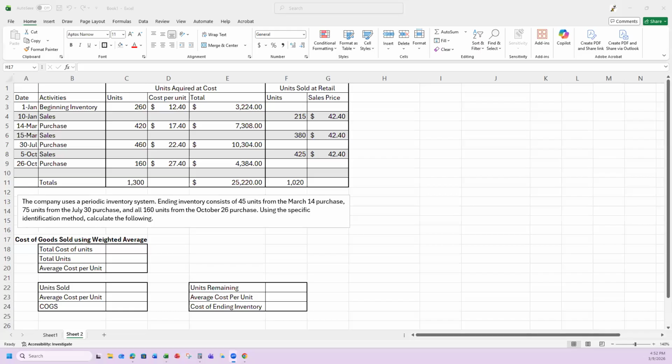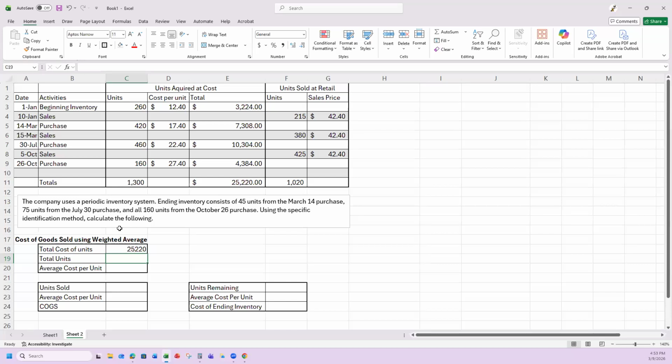So here's an example actually using the same numbers as the one I did on specific identification, but instead we're going to do weighted average. With weighted average, all we have to do is figure out our weighted average cost. To do that, we're just going to take our total cost of the units, which is right here. All the units we purchased together cost $25,220.